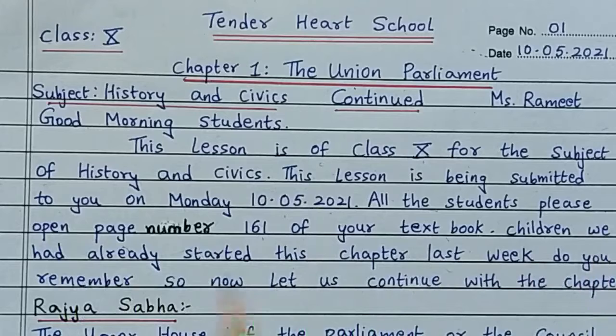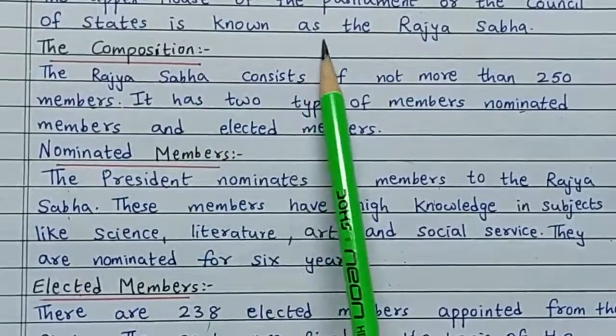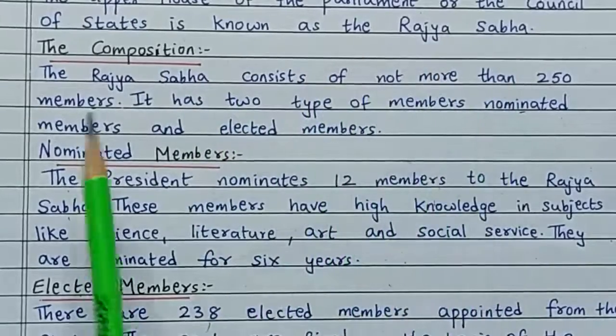Children, we had already started this chapter last week. Do you remember? So now, let us continue with the chapter. Rajya Sabha. The upper house of the Parliament, or the Council of States, is known as the Rajya Sabha.